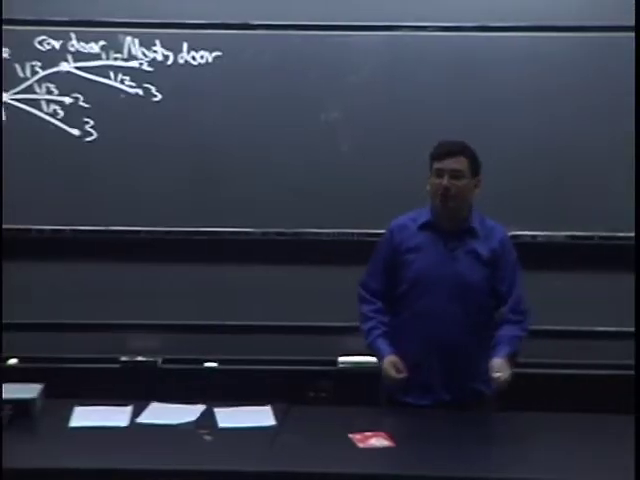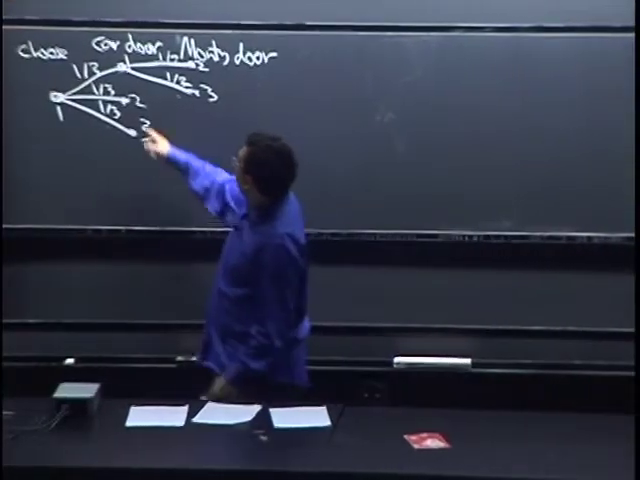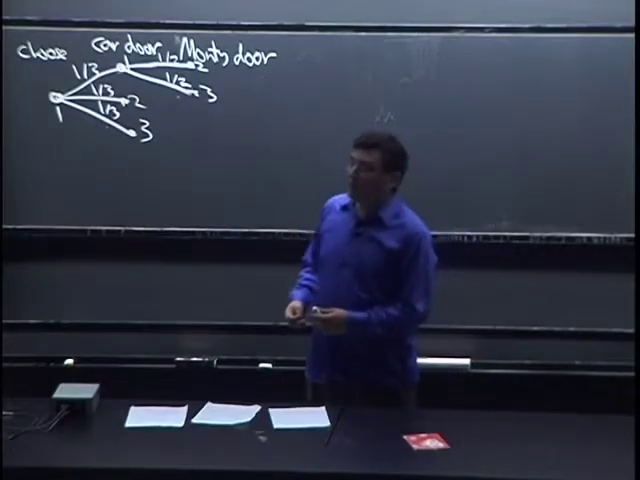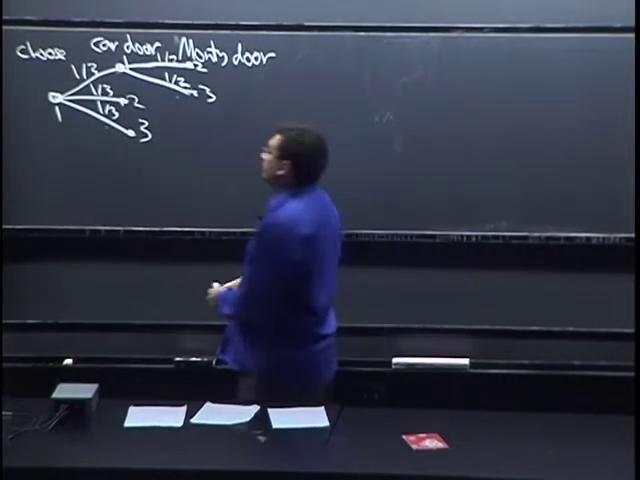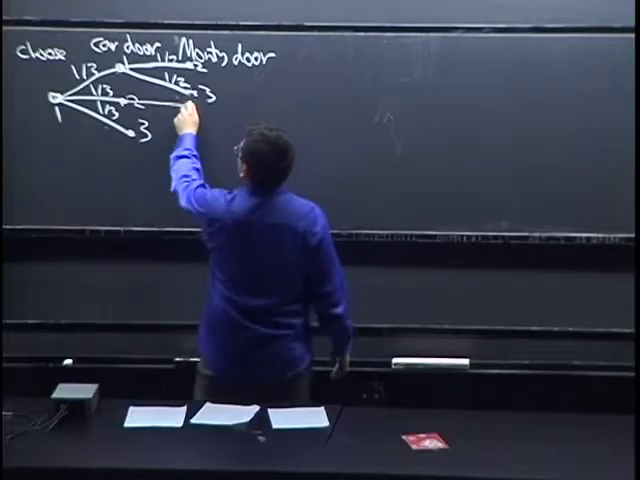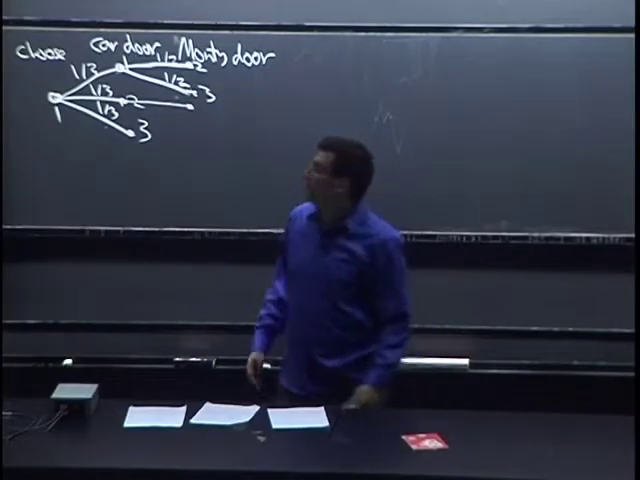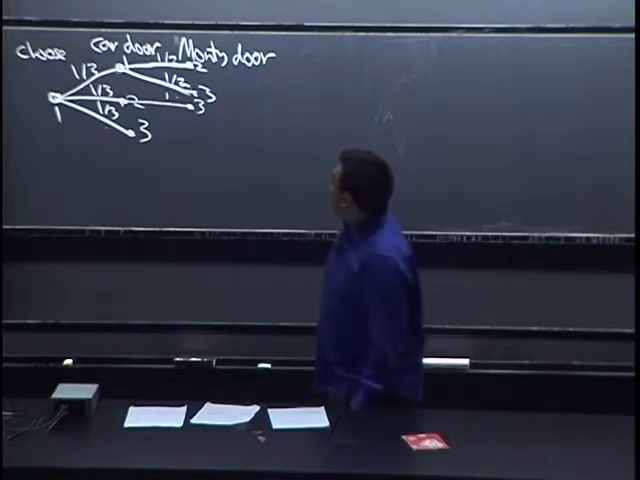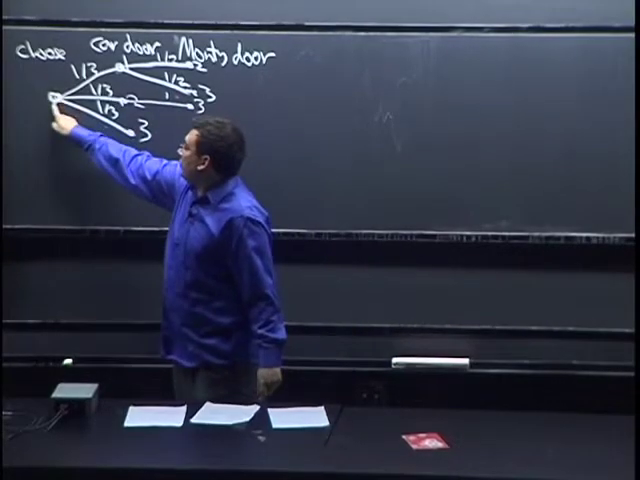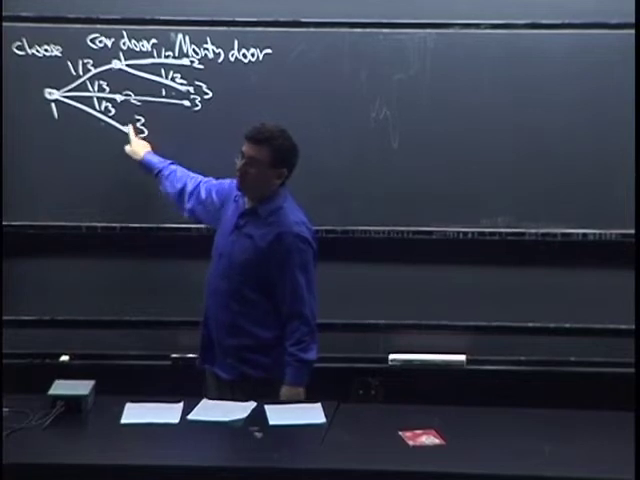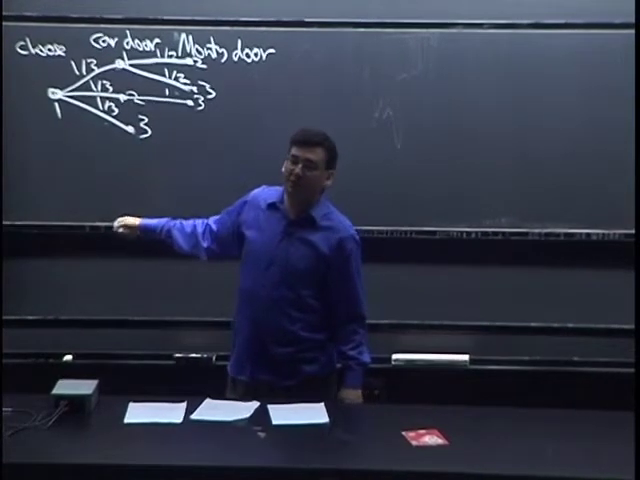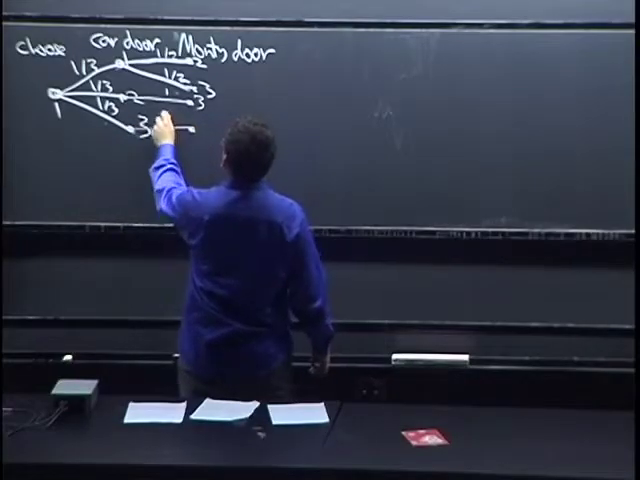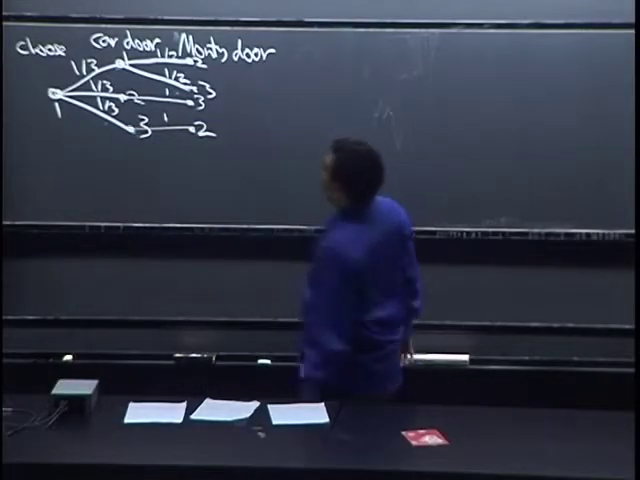Now, if we pick door 1 and the car is behind door 2, then Monty Hall has no choice but to open door 3, right? And then he'll offer you, do you want to switch to door 2 or not? So in this case, he has no choice, so this has probability 1. And then lastly, we pick door 1, car is behind door 3, Monty Hall has no choice but to open door 2 to reveal a goat, right? So that has probability 1, door 2.